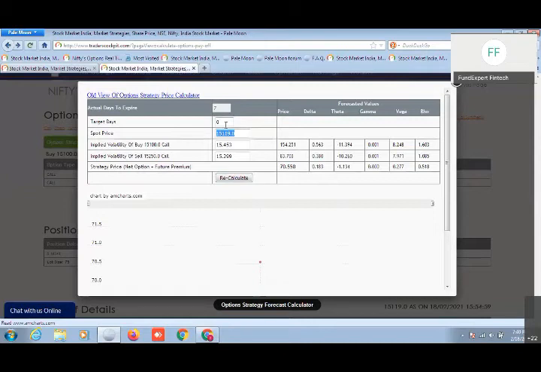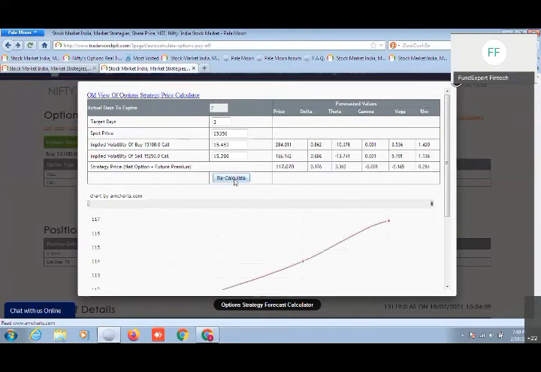Now suppose I hold on to this position for the next 3 days, that is Friday, Saturday, Sunday. After holding the position for 3 days, I want to see if by Monday morning the price opens at somewhere around 15,250, then what can be my increase in premium value, that I can recalculate here.